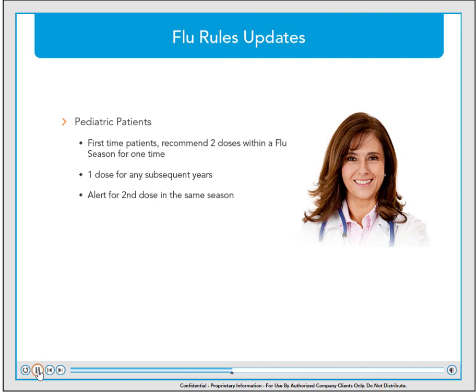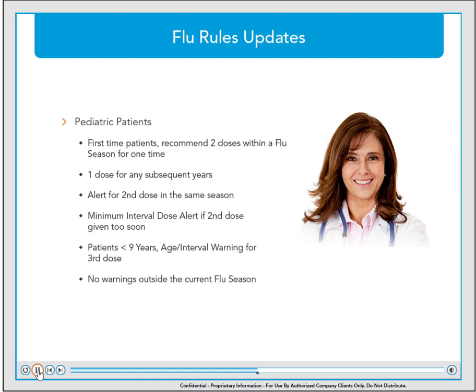The minimum interval dose alert will display when the flu shot is ordered too soon for the second dose. If a third flu shot is ordered for pediatric patients younger than 9 years, the age interval warning will alert. Outside the current flu season, no warnings will be presented if other flu vaccines are given. Next, let's head to the Orders module to see how the flu rules work for adult and pediatric patients.